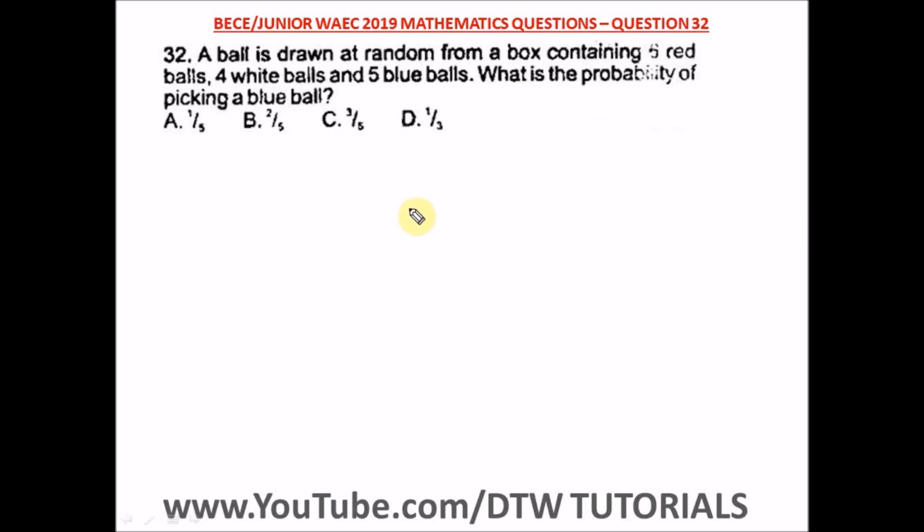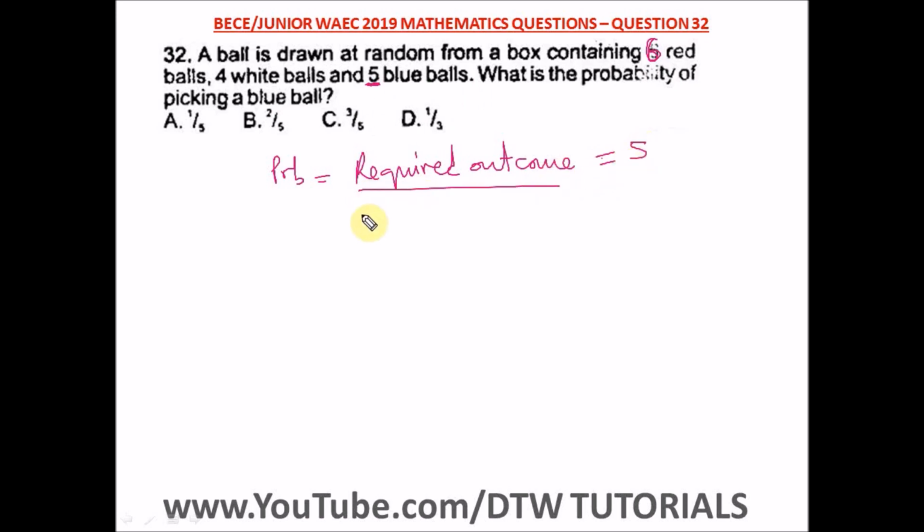Question 32 of the BECE Junior WAEC 2019 Mathematics past question. It says a ball is drawn at random from a box containing 6 red balls, 4 white balls, and 5 blue balls. What is the probability of picking a blue ball? How many blue balls are there? 5. Remember, probability is equal to required outcome over total possible outcome. We're looking for the probability that it's a blue ball.